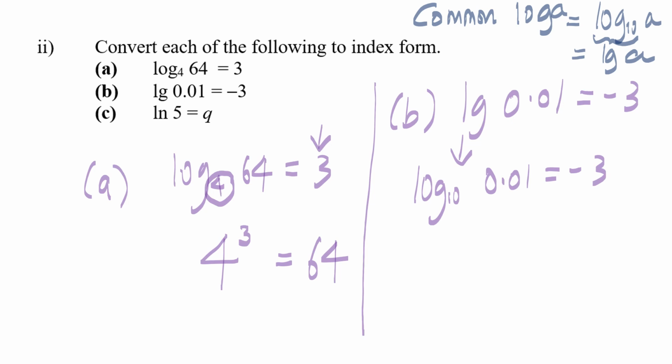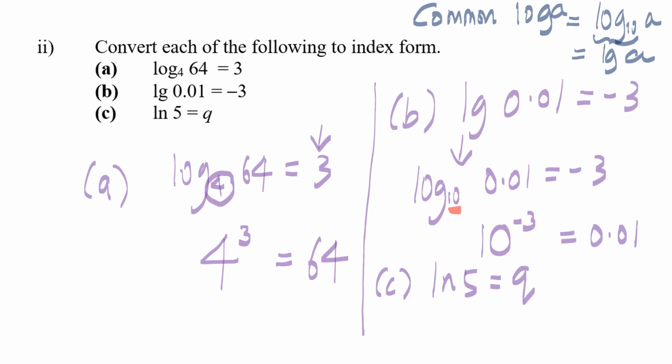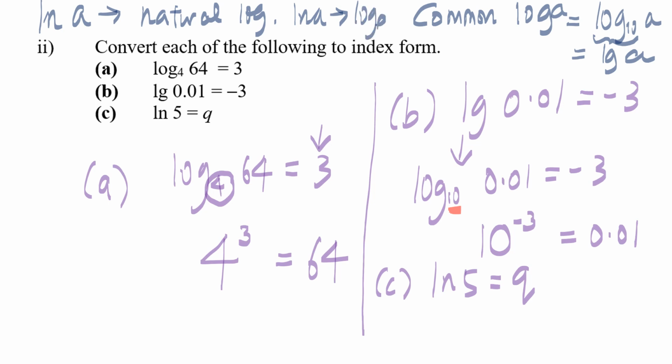After you have done that, identify the base. The base is 10. So we start off with the base. 10 to the power of negative 3 will give you 0.01. Pretty easy, yeah? Now let's look at the next one. In the earlier slide, we learned that Ln, let's recap, is called the natural log. So Ln is log base E. Log base E is Ln. So what we need to do is convert your Ln to log base E.